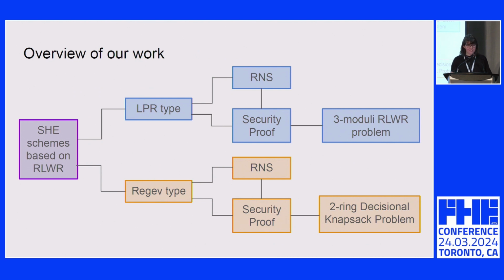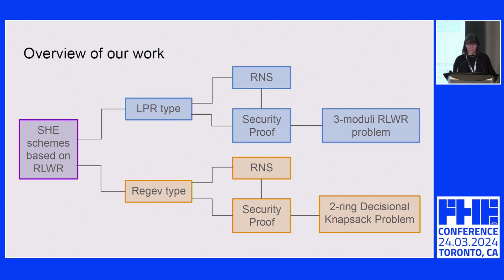Okay, so now I'm just going to introduce sort of the two branches of our work. So we're introducing somewhat homomorphic encryption schemes based on ring learning with rounding. There are two main ways of constructing encryption from ring learning with errors. That's LPR and RegEv. And we show how to adapt both of these approaches to the ring learning with rounding world. We also give a security proof for each type, and we also give an RNS variant of each of them. We won't go into details on RNS today, but everything's in the paper, which will be on ePrint soon.